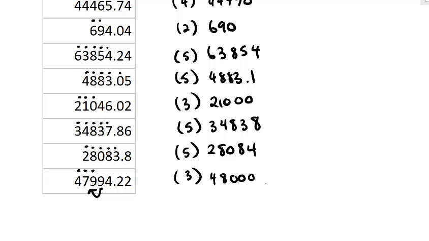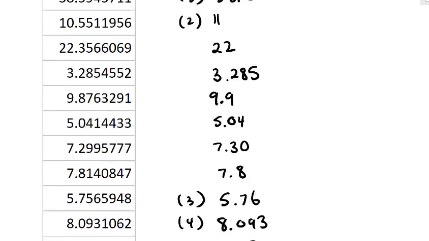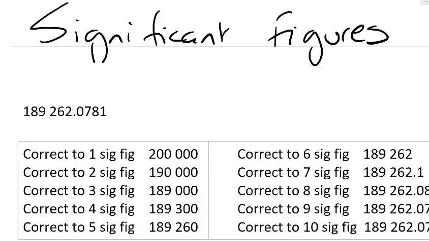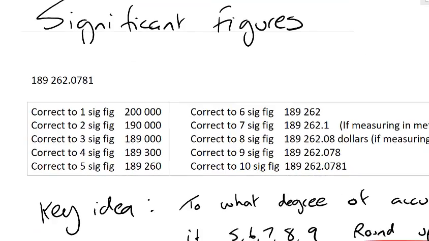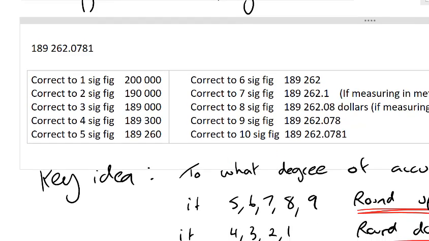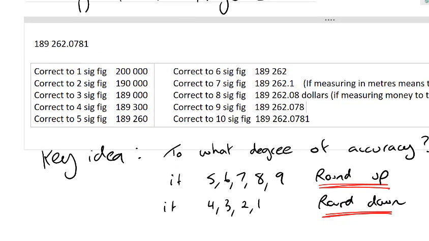All right. So in summary, significant figures are about different degrees of accuracy, and all you have to do is figure out the first thing that you can measure, and then count and then round based on the number of significant figures that one's rounded to.